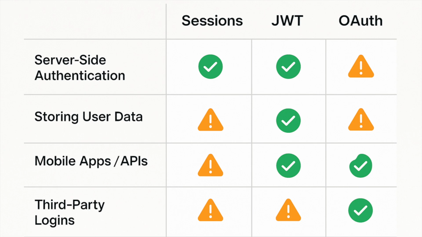Use sessions when you control both front-end and back-end and want simplicity. Use JWTs when you need stateless, scalable APIs, but be cautious with security. Use OAuth when users are logging in through third-party services or you need delegated access.